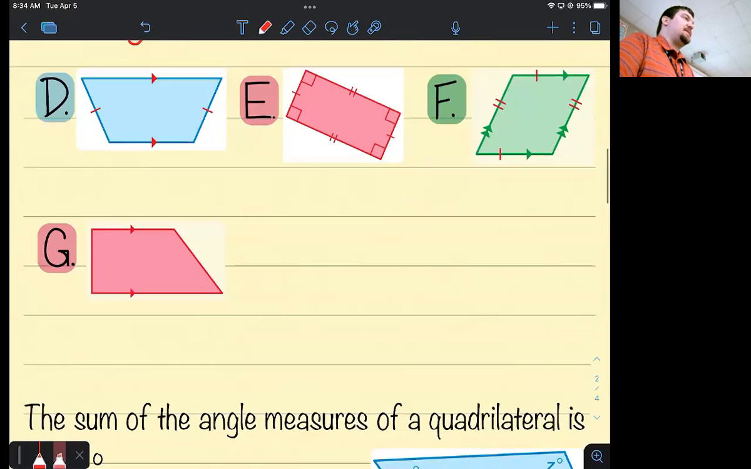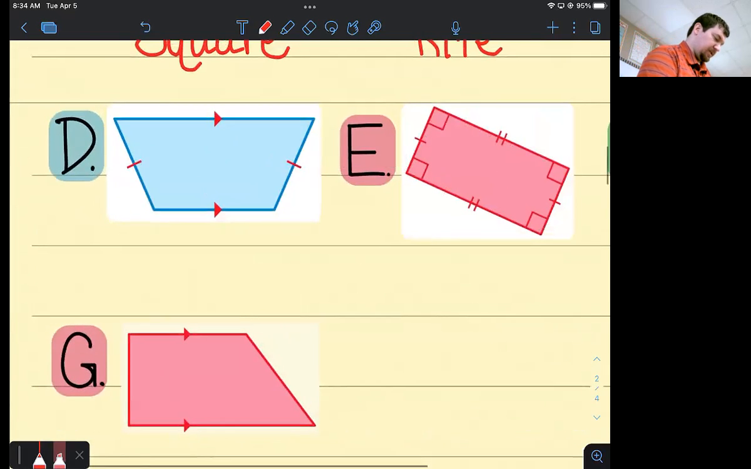All right, example D. Looks like we've got 1 set of parallel sides here. Well, that eliminates all of them except one shape. What do we call a quadrilateral that has 1 set, Addison? This is a trapezoid. Yes, trapezoid.